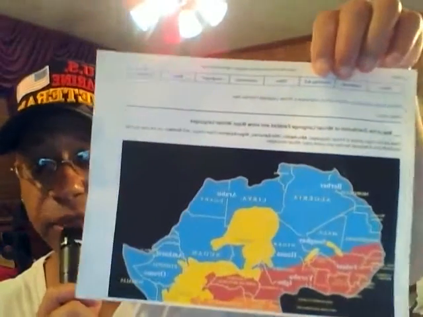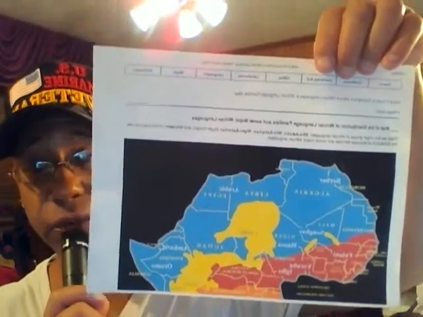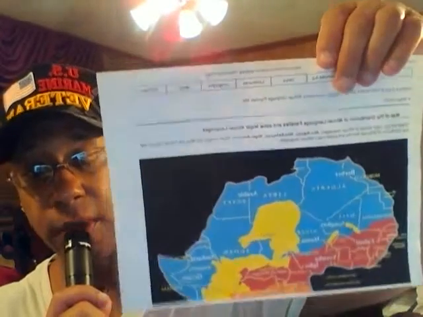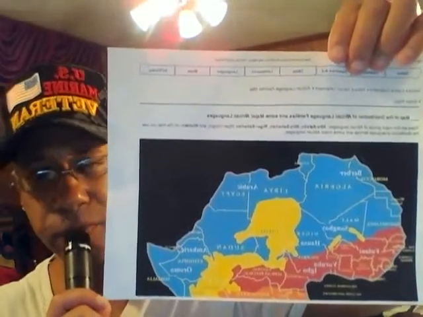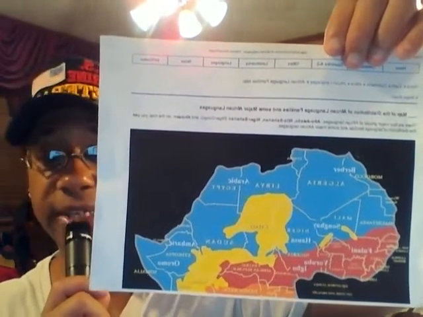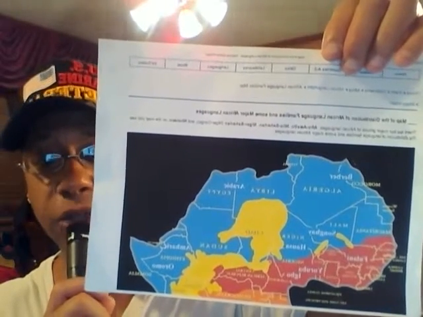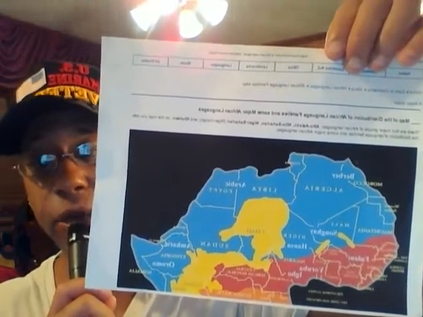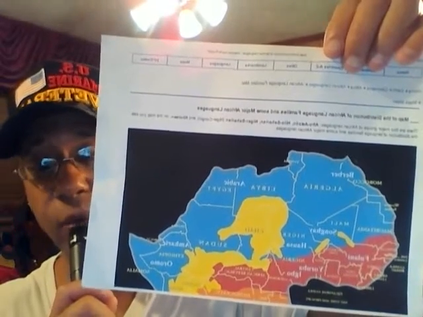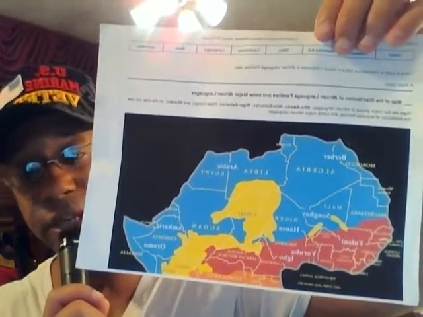Now, this map does show parts of sub-Saharan Africa, but what it shows you is the language distribution on the continent of Africa. The blue color is the Afro-Asiatic, the yellow color is the Nilo-Saharan. The dark orange color is the Niger-Congo A, and the light orange color is the Niger-Congo B, Bantu.